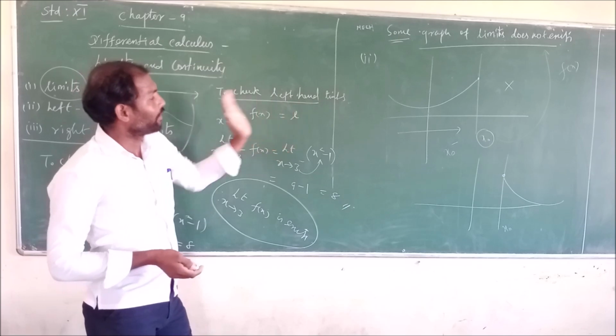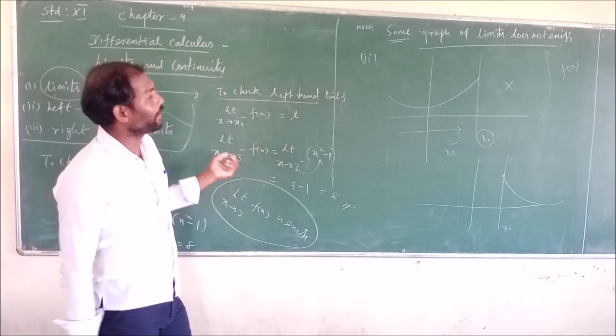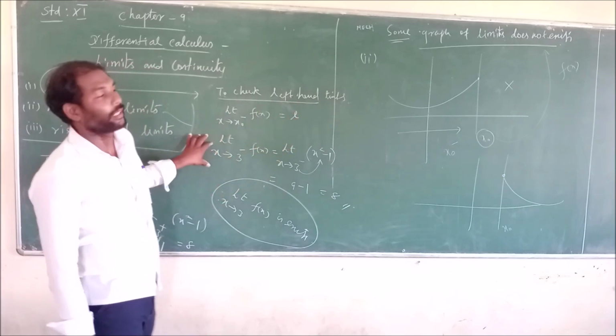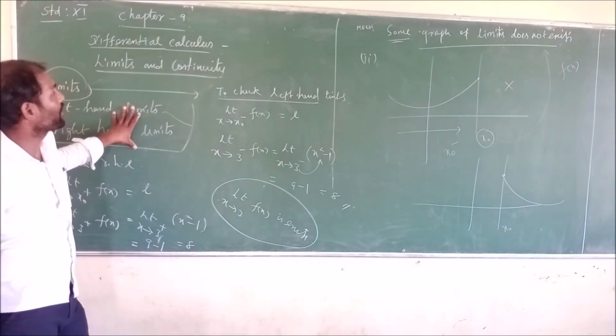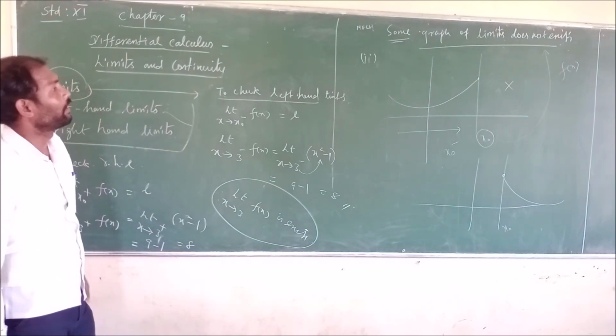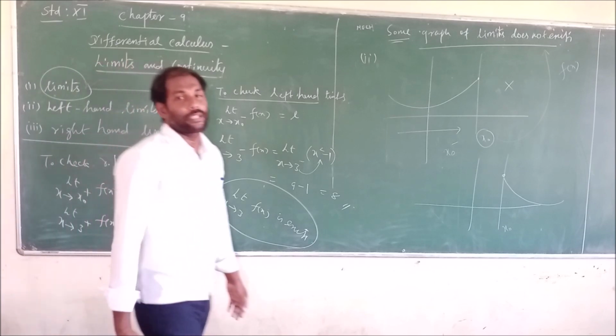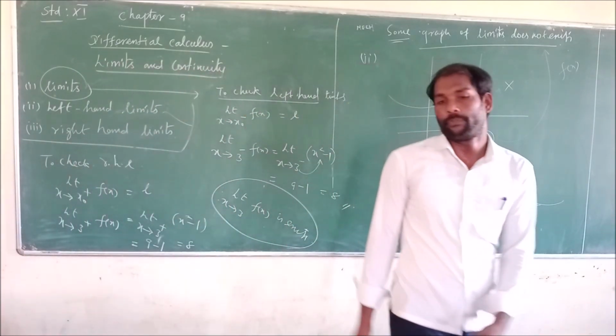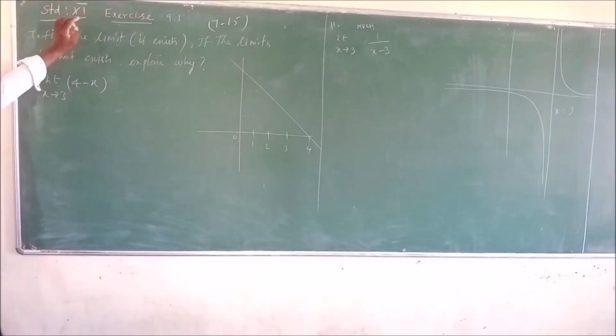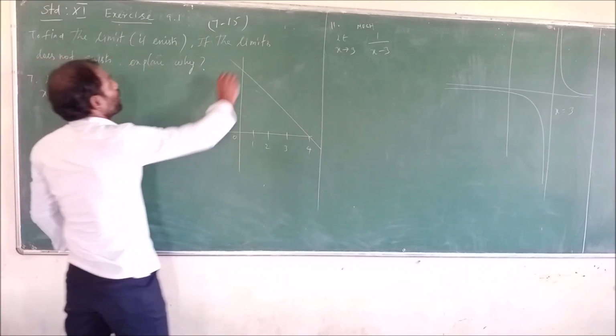At this point, the left hand limit and right hand limit both must exist and be equal. This is the basic definition for limit. Further, we will discuss some exercise problems. Exercise 9.1, problems 7 to 15.